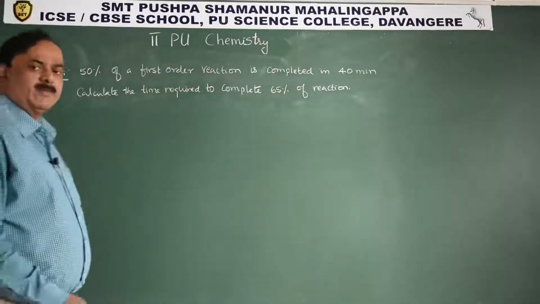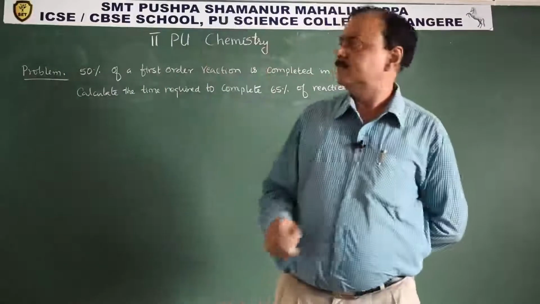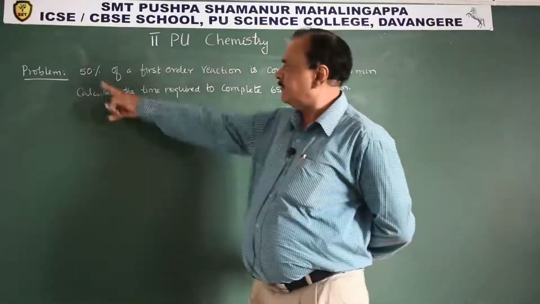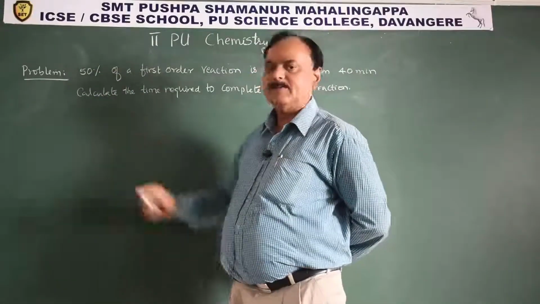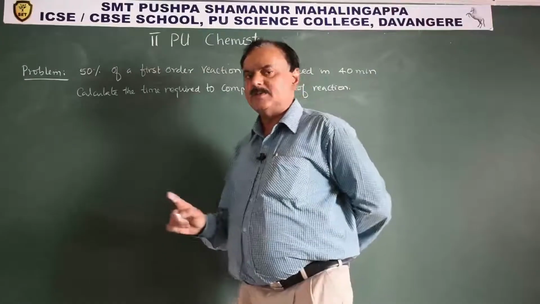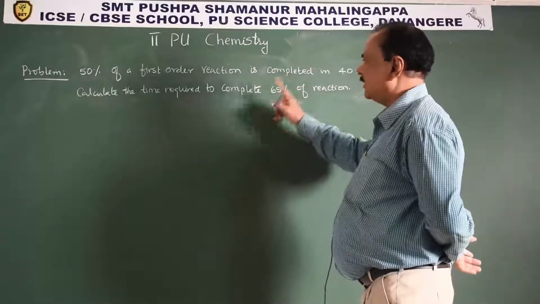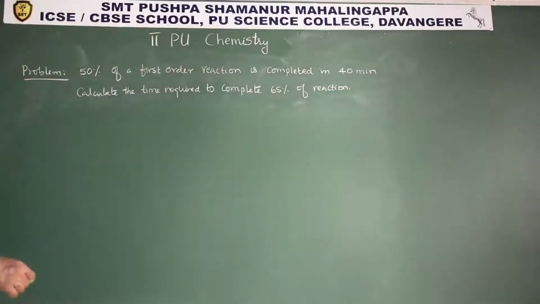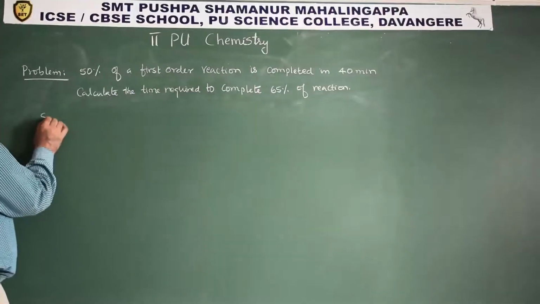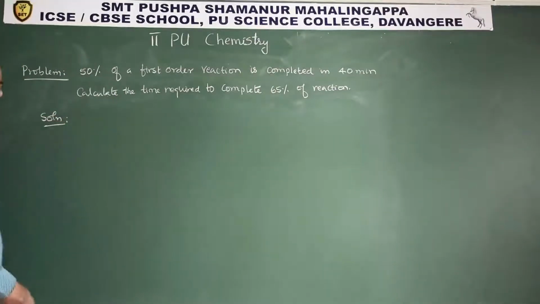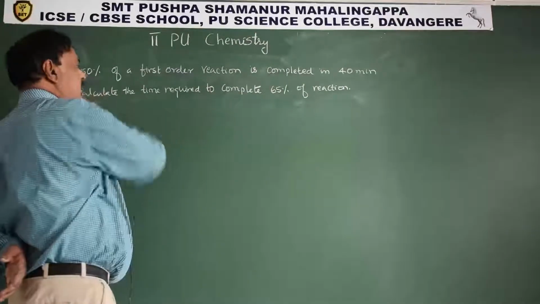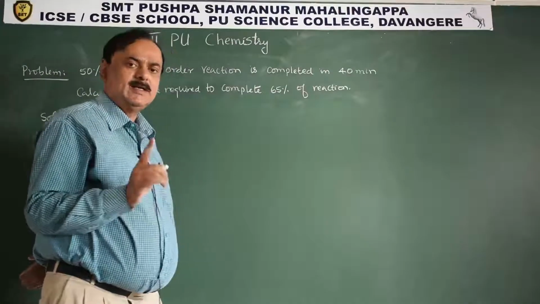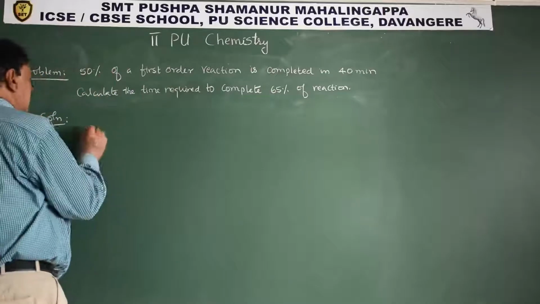Here we make it two problems. In the first problem, R value is given as R0 minus 50%. Calculate the K value. By using that K, you substitute in the second problem, then you calculate the time required for 65% completion of the chemical reaction. In the first problem, for 50% completion, calculate the K value.